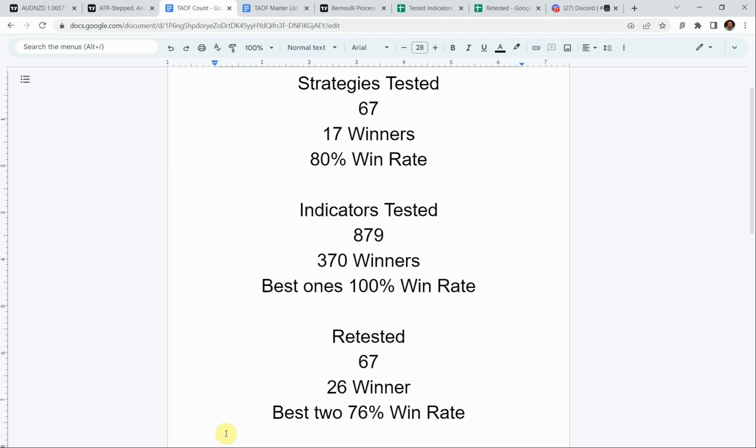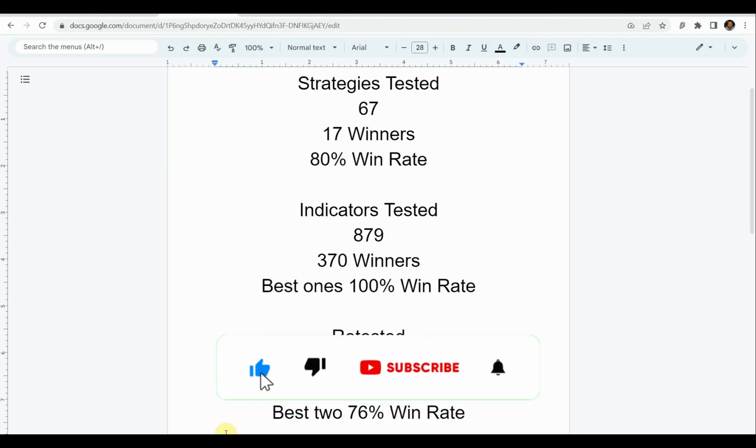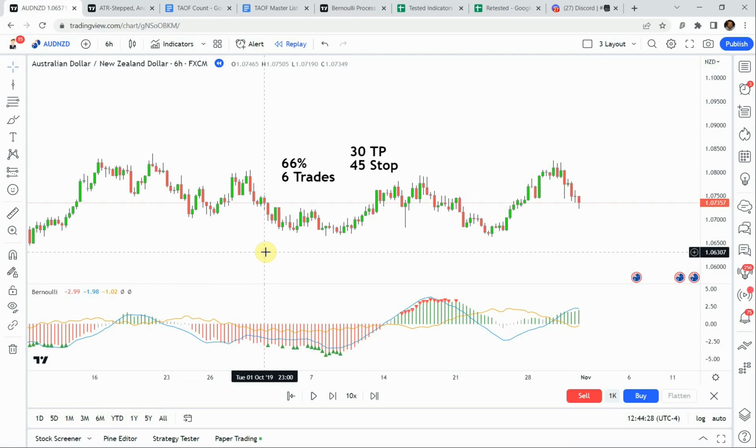We've also retested in the advanced testing 67 of the winning indicators. 26 of them have been able to maintain the winning status. The best two, a 76% win rate. And keep in mind that we test most of these strategies on the Forex and crypto market, but they can be applied to just about any market and time frame universally. All right, back to our indicator.